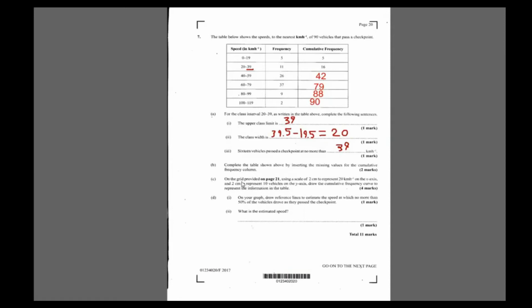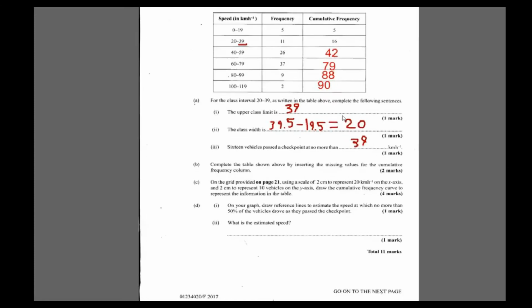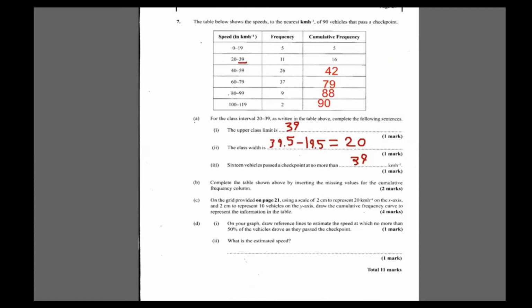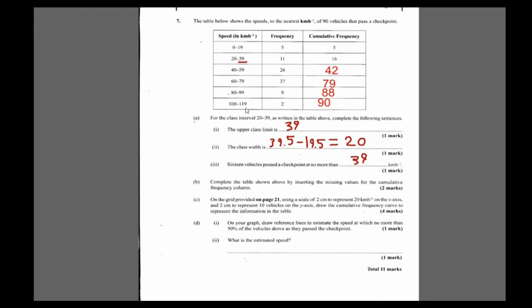It says, using a scale of 2 centimeters to represent 20 kilometers per hour on the x-axis and 2 centimeters to represent 10 vehicles on the y, draw the cumulative frequency curve to represent the information in the table. On your graph, draw reference lines to estimate. So now let's draw the cumulative frequency. Remember, for cumulative frequency x values, we use the upper boundary values: 19.5, 39.5, 59.5, 79.5, 99.5, and 119.5. Then we plot them against the cumulative frequency.